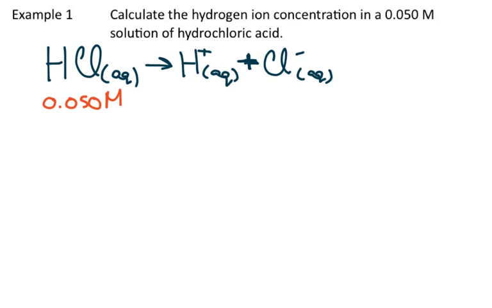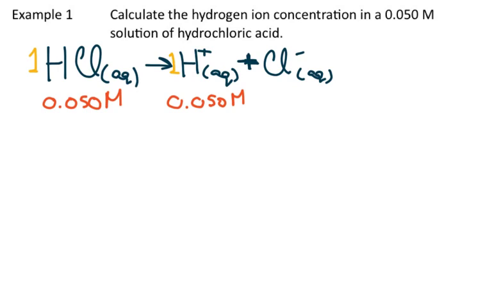What matters to us is what's the concentration of H+. Well, looking at that chemical equation, we have 1 mole of HCl to 1 mole of H+, which tells us that the concentrations of both of those will be equal. So automatically we know the concentration of H+ is 0.050 molar.